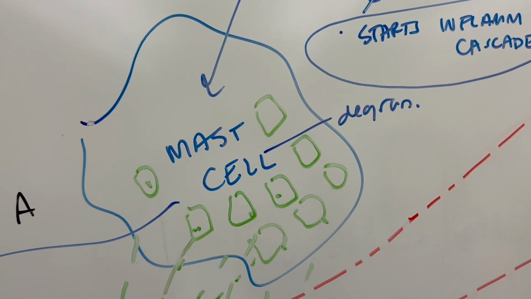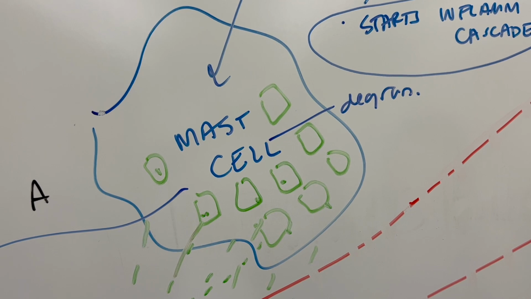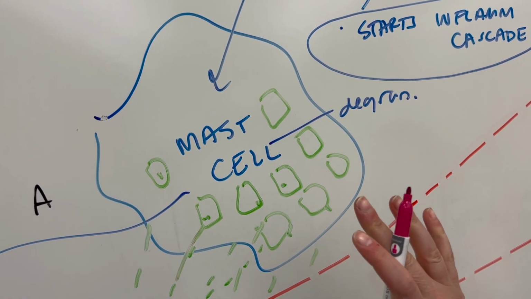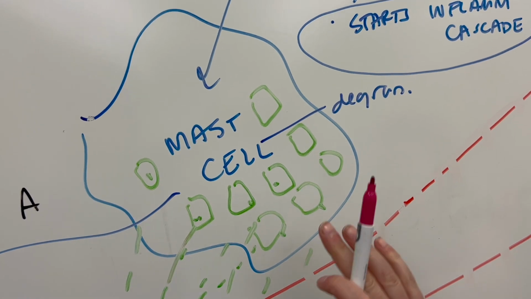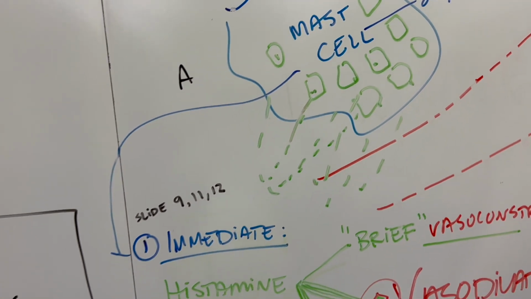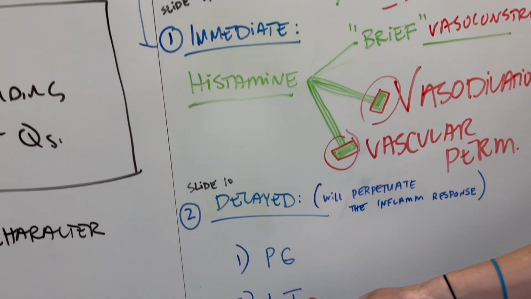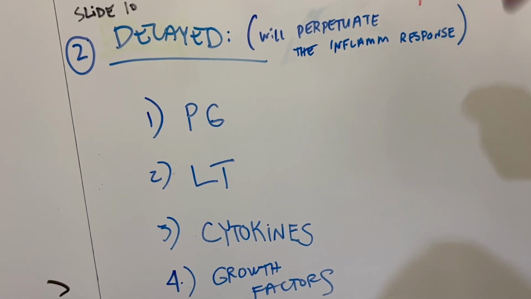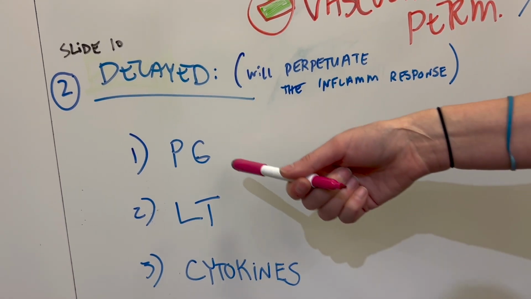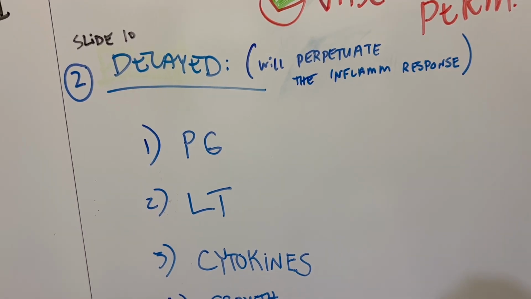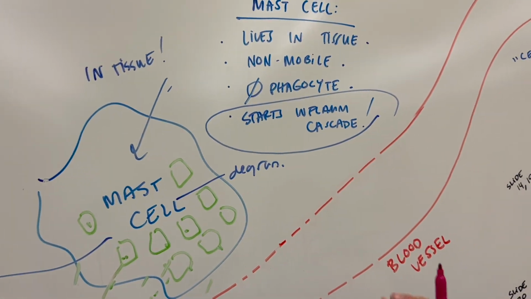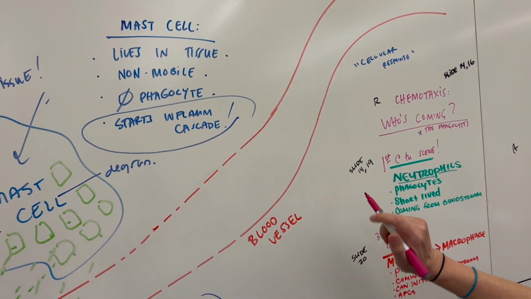Okay, so when we're talking about the cellular response, what we are talking about is the mast cells. They initially release their histamine, and then after that, they release these longer term things like prostaglandins and leukotrienes that help to perpetuate the inflammatory cascade. And one of the effects, for example, of prostaglandins or other chemotactic factors is that they are going to help to bring in the cellular response.